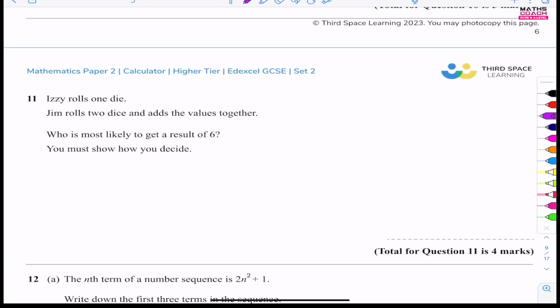How do we begin this one? First of all, let's write down the probability of getting a 6. So probability of getting a 6. So on a dice, there are 6 different numbers and 6 is one of them. So it's going to be 1 over 6.